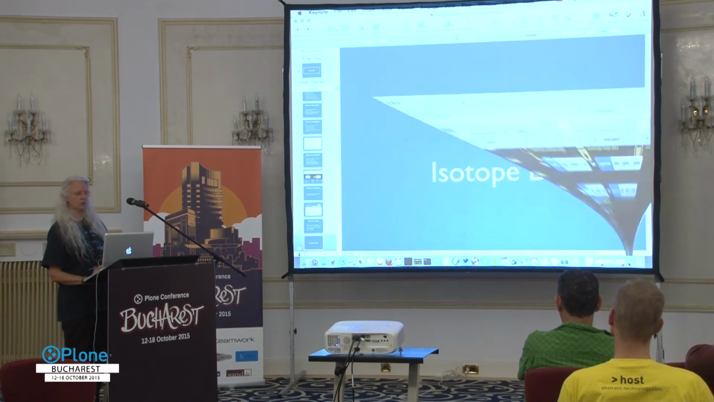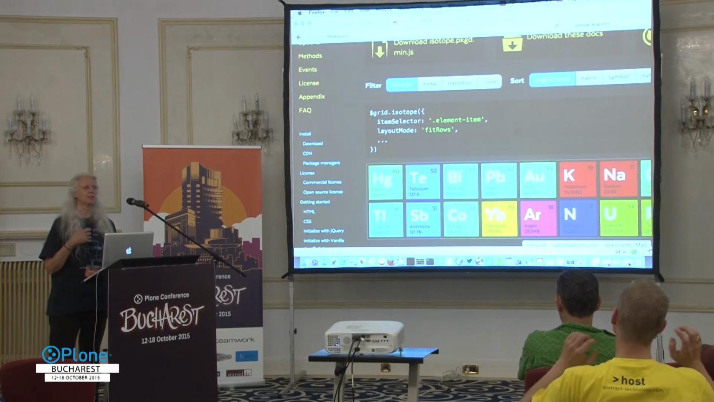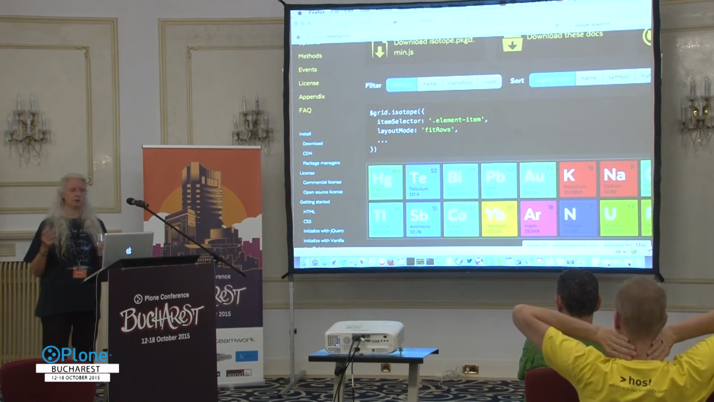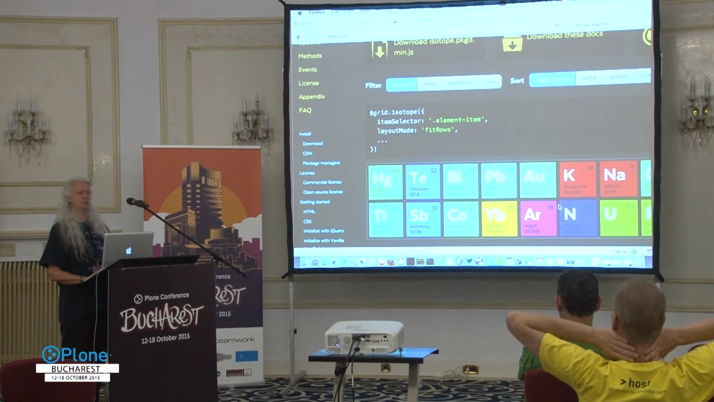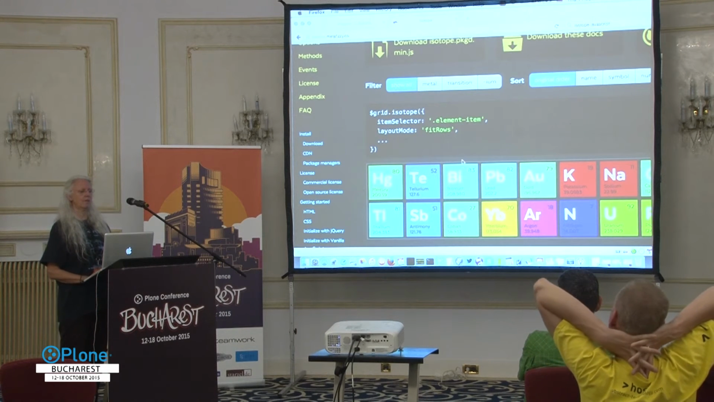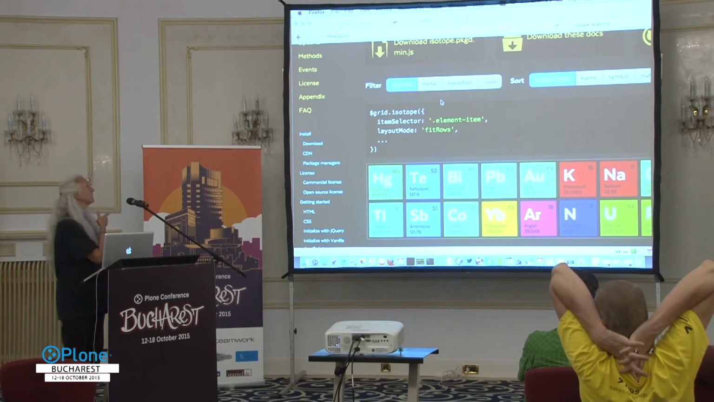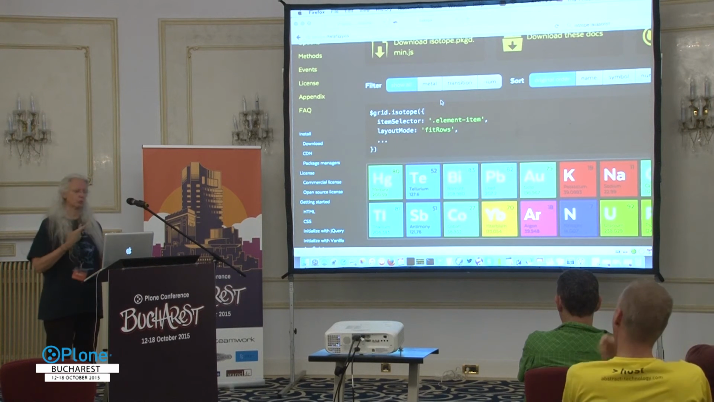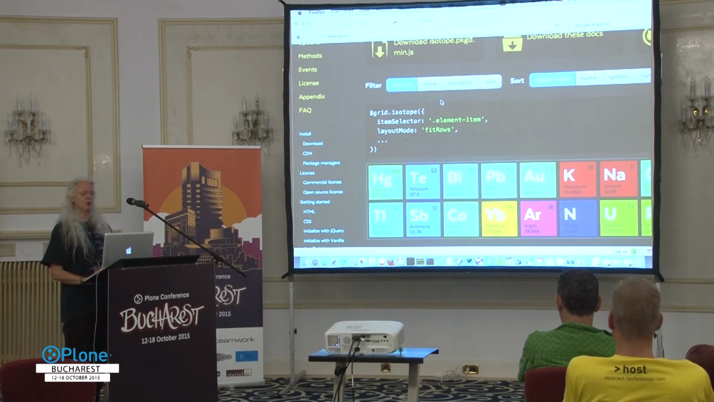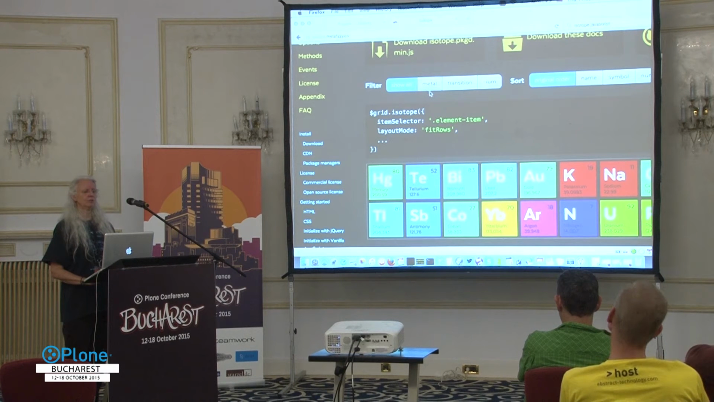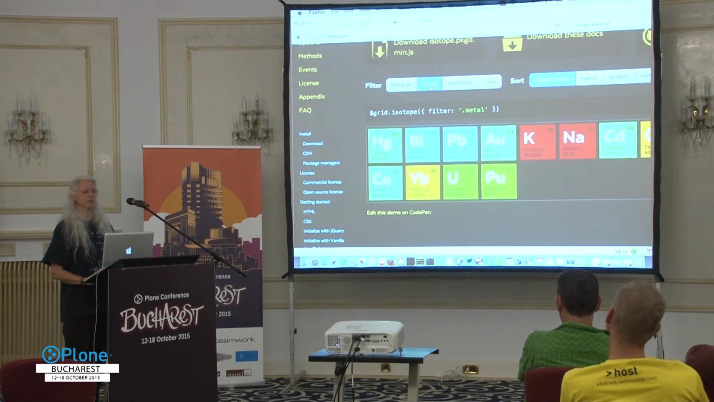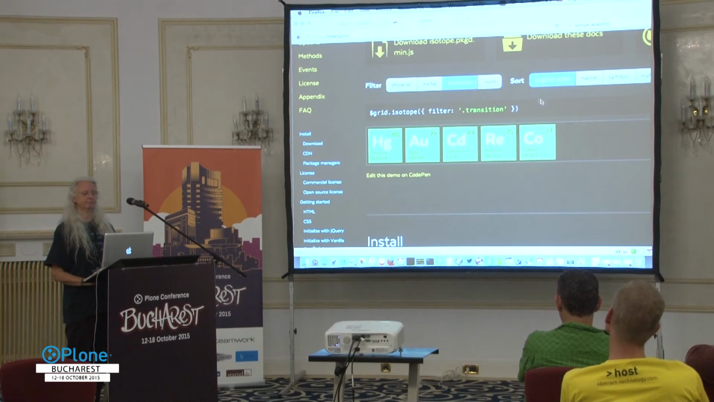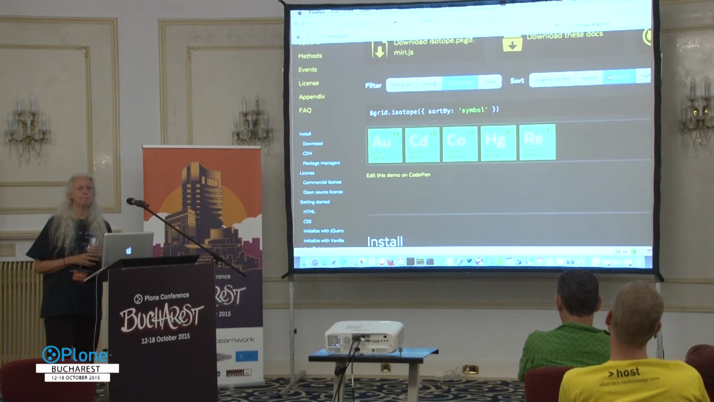because the rest of this talk is not going to be meaningful unless you actually see what Isotope does, if you're not familiar with Isotope. So this is just the metafizzy Isotope site. It's just a little demo, and it gives you filtering for small numbers of things. So, I can look at the metals, or I can look at the transitional elements. I can sort by the name, or I can sort by the symbol.